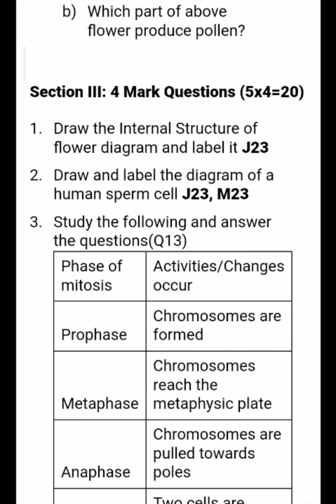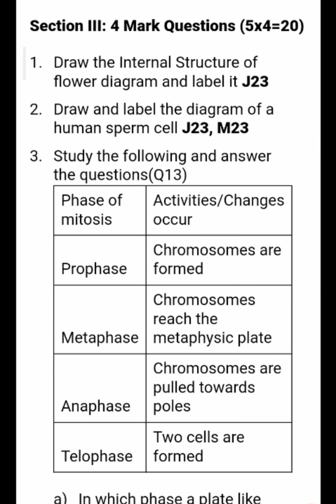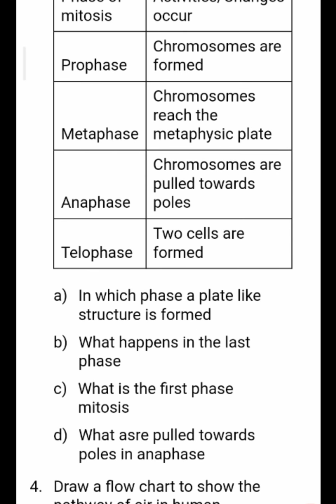Next, 4 marks questions. Draw the internal structure of a flower and label it. Draw and label the diagram of a human sperm cell. Next, study the following and answer the questions. In which phase is a plate-like structure formed? Next, what happens in the last phase? What is the first phase of mitosis? What are pulled towards the poles in anaphase?